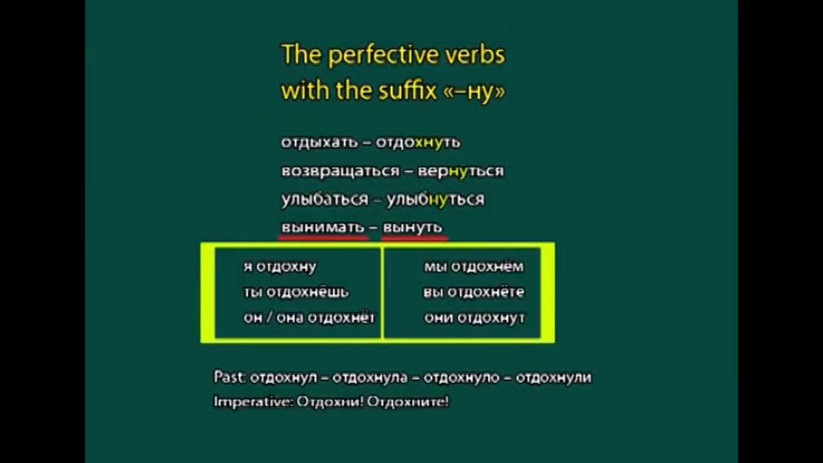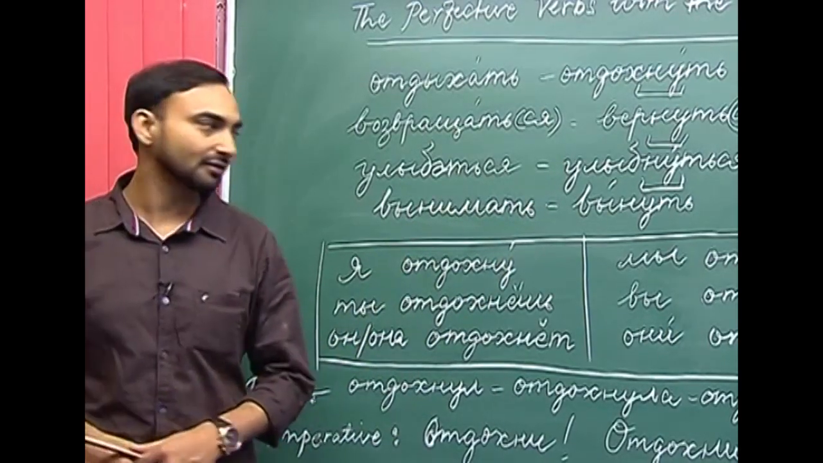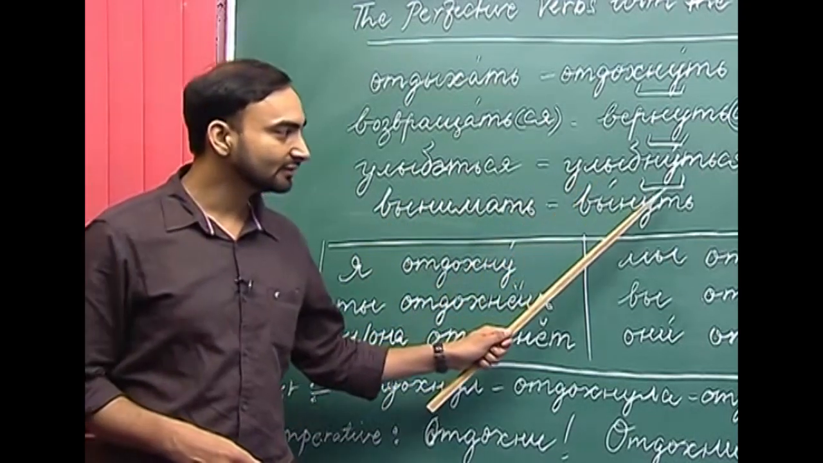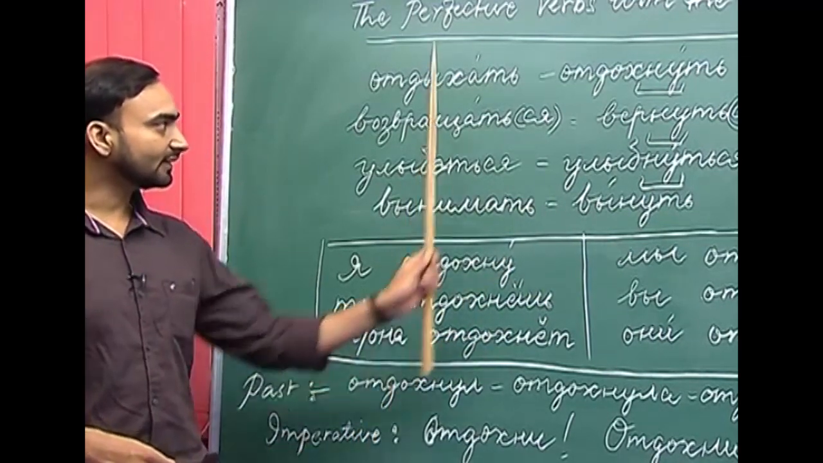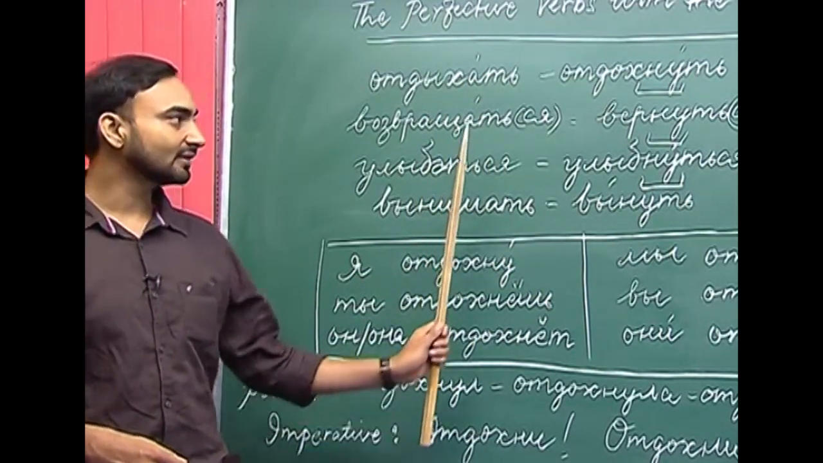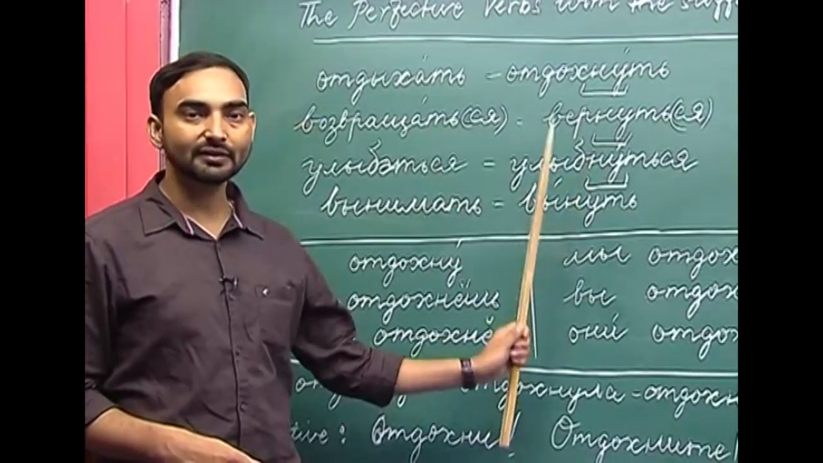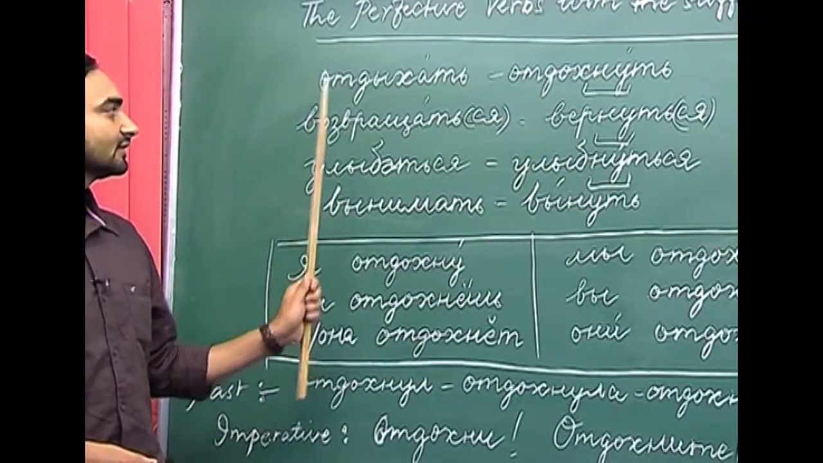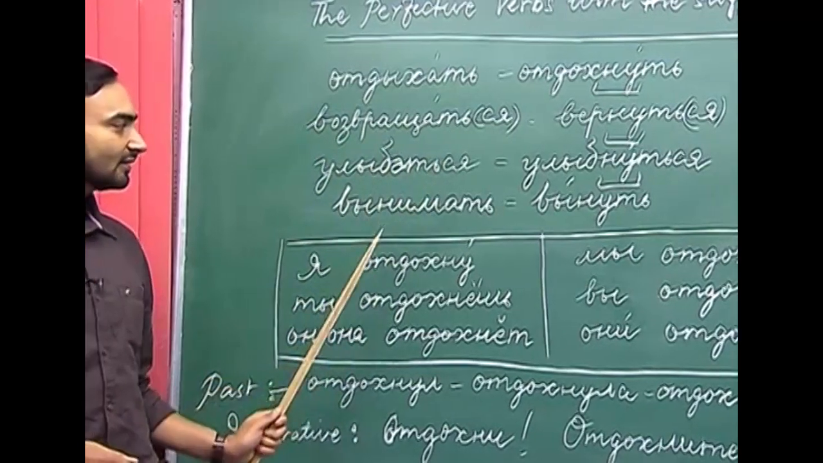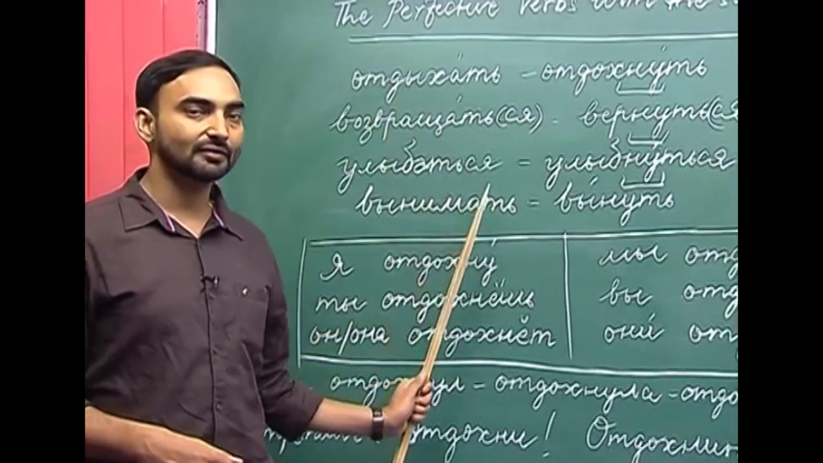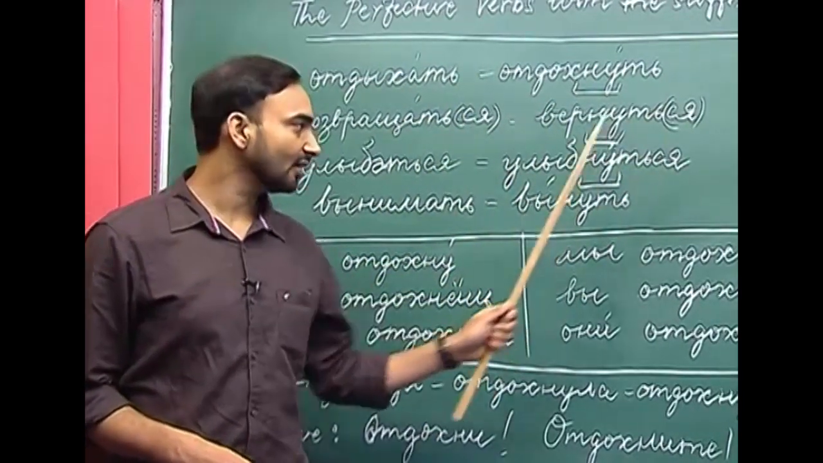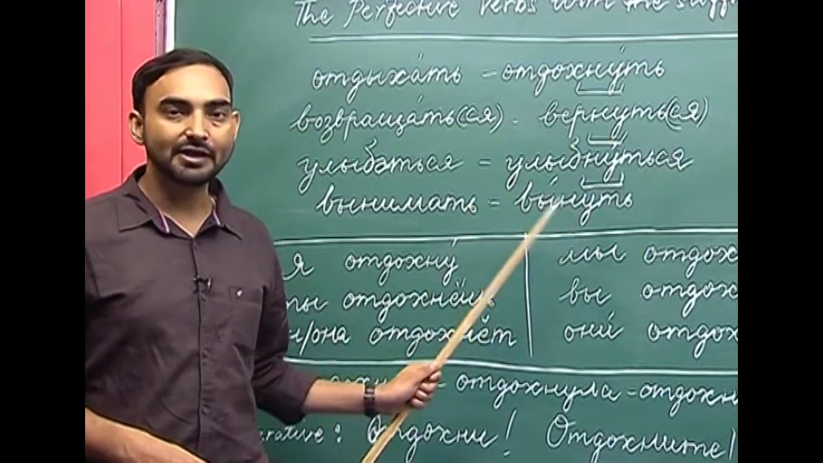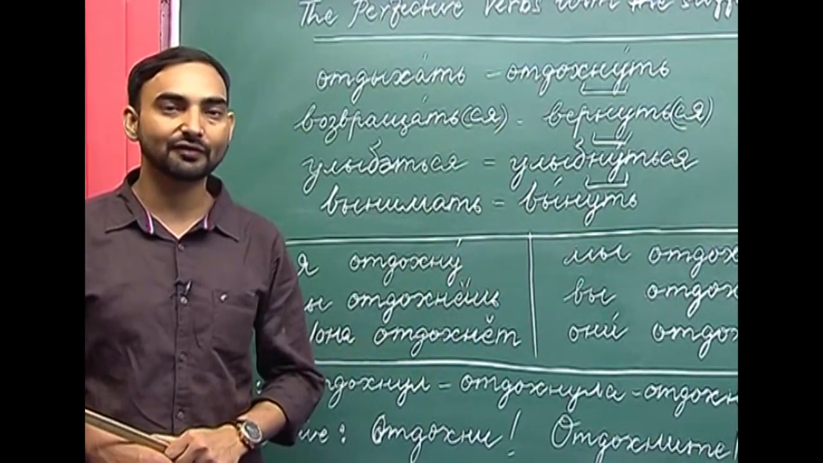Vynimat' and vynut'. Vynimat' is to take out something. Vynimat', vynut', and it again has the suffix nu. So, these are the imperfective aspects and these are the perfective aspects of the same verb. Otdykhat', vozvrashchat'sya, ulybat'sya, vynimat': these are imperfective aspects, or nesovershennyi vid. And otdokhnut', vernut'sya, ulybnut'sya and vynut', they are sovershennyi vid, or perfective aspects.